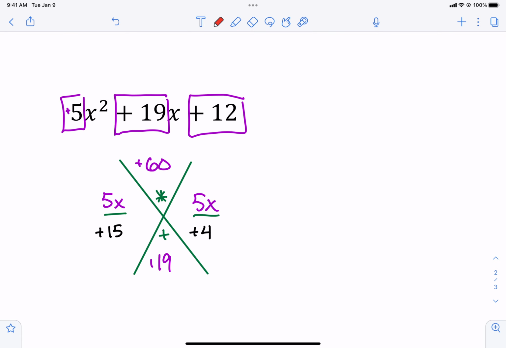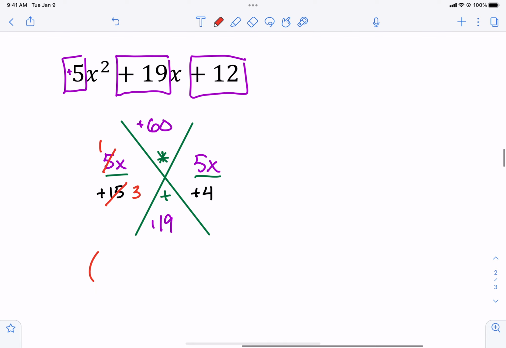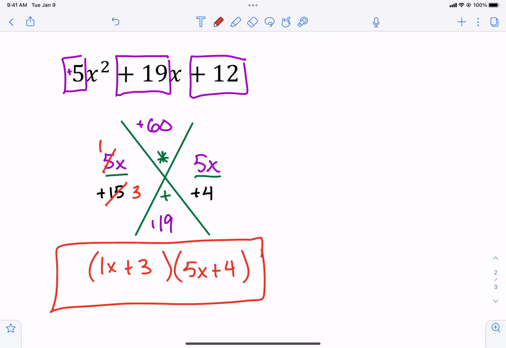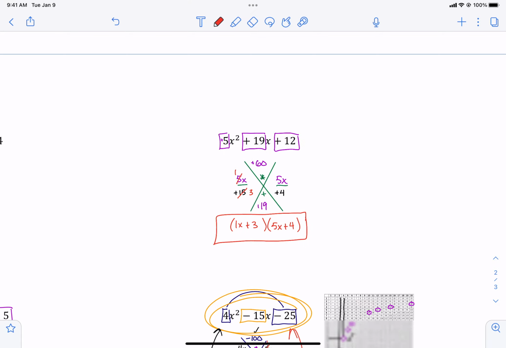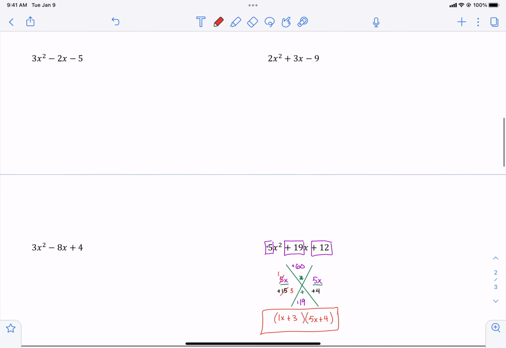So as I'm looking at this, 5 and 15, this would become 5 goes into 5 once and 5 goes into 15 3 times. And if I look at this other one, this one doesn't reduce at all. There's no number that goes into 5 and 4. So my factors for this are going to be 1x plus 3 and then 5x plus 4. And the reason those are pluses is because our numbers were positive. Nice job. Let's go to another one.